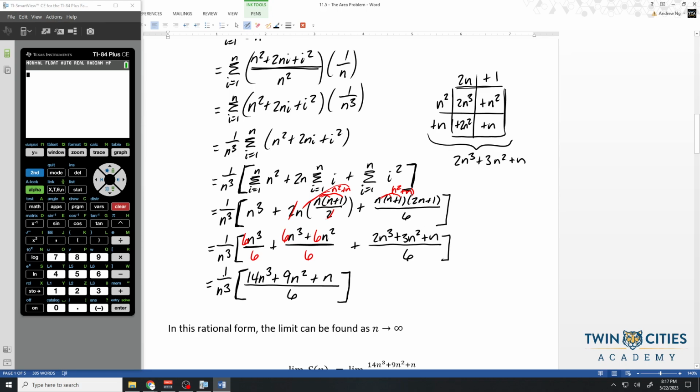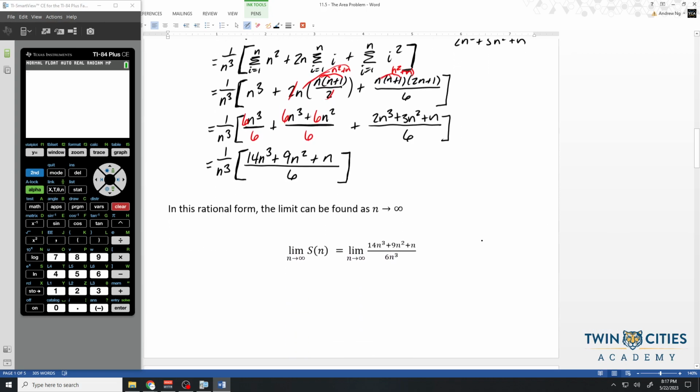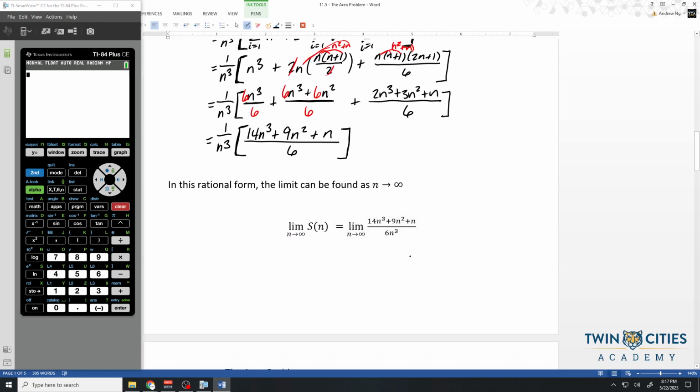Now this 1 over n to the third is being multiplied to this big fraction, which means that I can just bring this n to the third to the bottom and make it 6n to the third. So now I've got 14n to the third plus 9n squared plus n all over 6n to the third. And that is just the summation. Now I have to find the limit of this as n approaches infinity.